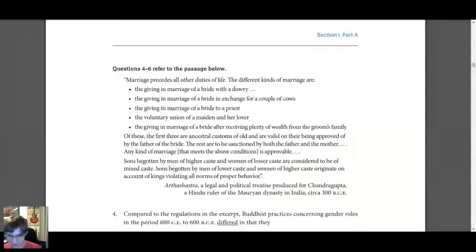So let's start. Let's look at the sourcing information. This is from the Arthashastra. It is a legal and political treatise produced for Chandragupta, a Hindu ruler of the Mauryan dynasty in India, circa 300 BCE. So we know this is the classical era.